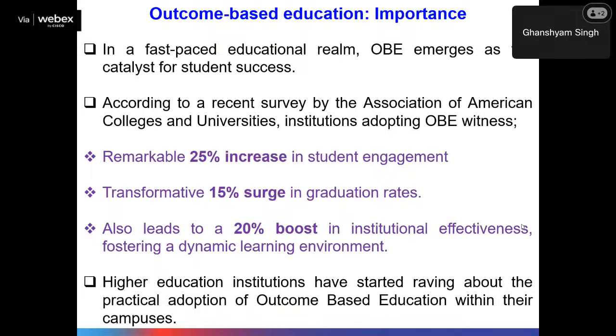Higher education institutions have started raving about the practical adoption of OBE, that is outcome-based education, within their campuses. So these are the facts. That is why we should go for OBE. Before we accept any new policy to implement in our university systems or colleges, we need to look at the facts. And these are the facts which motivate us to go for such policies.